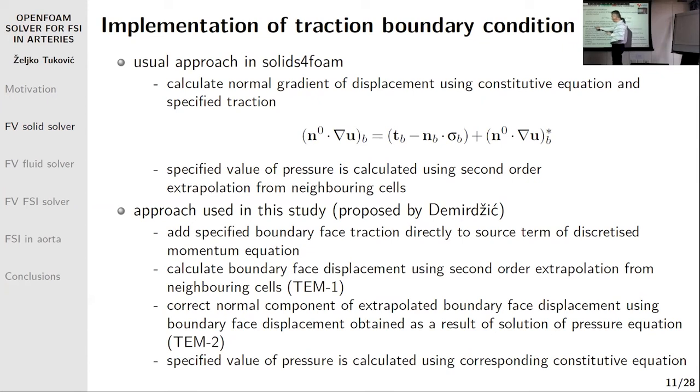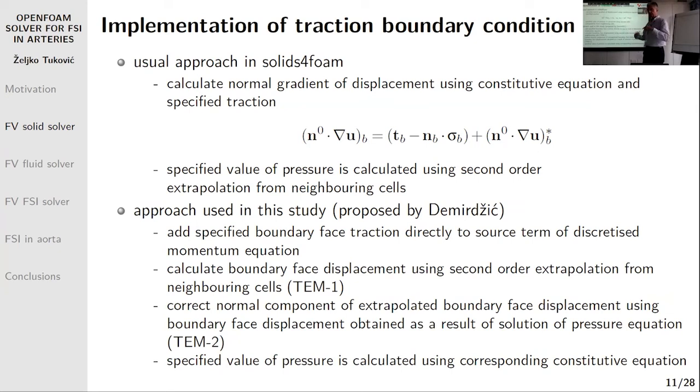In this study, I am using the approach proposed by Professor Demirdzic in his paper, where he adds traction directly to the source term of the discretized momentum equation. And because we need boundary displacement to calculate gradients, we extrapolate them using second order extrapolation. I call this method TEM, traction enforcement method 1. But since we have face displacement, we don't need to extrapolate because we know it. We know it from the Rhie-Chow interpolation.